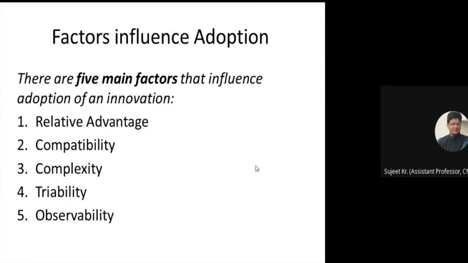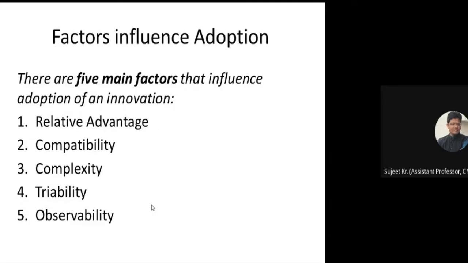Fourth is triability. Triability means that people must have the option to try it and see the result first. After that, they will decide whether the idea should be adopted or rejected, right? There are certain ideas which you have to fully adopt. There is no option of triability, right? And this is the problem with many ideas.